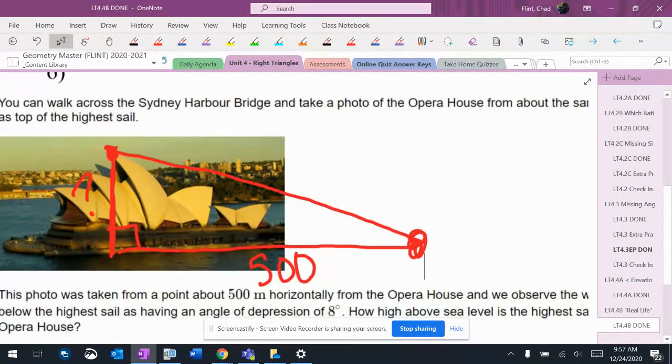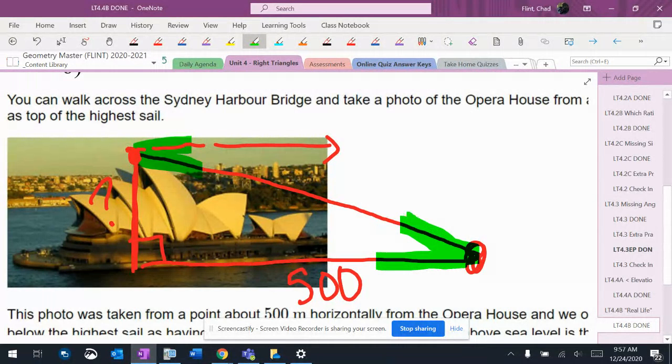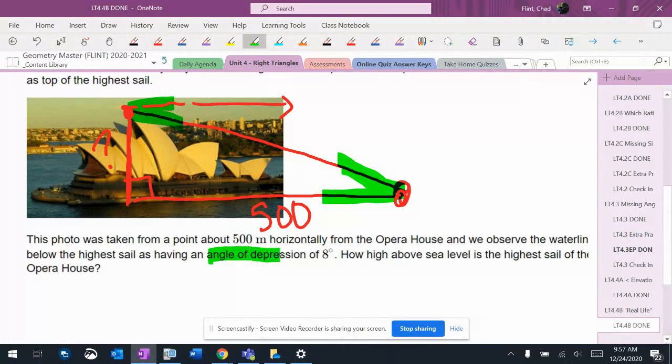Now, this is where we got to be really careful. The angle of depression would technically be up there. All right, that's where the angle of depression would technically be. Let me not use that. Up there. Okay, it doesn't help me. It's not in the triangle. But remember, angle of elevation and angle of depression are the same. So that angle of depression of 8 could actually be turned into an angle of elevation down in that bottom corner. So it says, how high above sea level is the sail? So that's the side I put the question mark on.